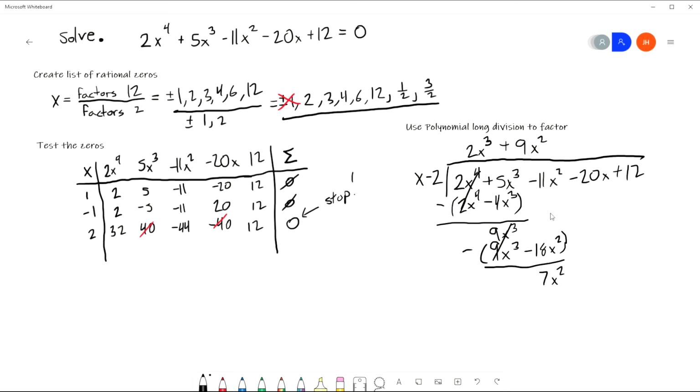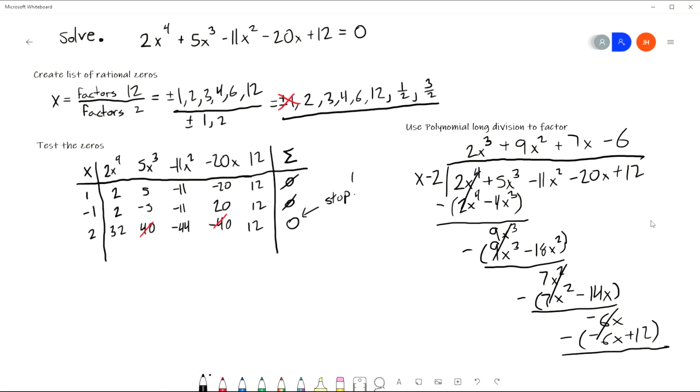All right, x times 7x would make 7x squared. 7x times minus 2 is minus 14x. We're going to subtract that. These guys will cancel. Negative 20 plus 14 is minus 6x. And so our last piece is negative 6. Negative 6 times x minus 2 is minus 6x plus 12. We are going to subtract that. These guys cancel. And do these cancel? That's kind of the question, right? If these guys cancel, then it means that you did it correctly. 12 minus 12 is 0.